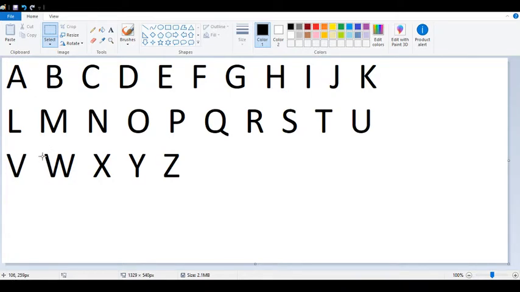W is for the W sound, W. X is for the X sound, X, an affricate, which is a plosive and a fricative combined into one. Y is for the Y sound, Y. And Z is for the Z sound, Z.